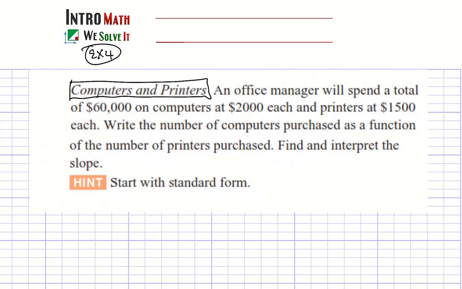Okay, here is the next problem. I read that it's about computers and printers. It says an office manager will spend a total of $60,000 on computers at $2,000 each, and printers at $1,500 each. Write the number of computers purchased as a function of the number of printers purchased. Find and interpret the slope.